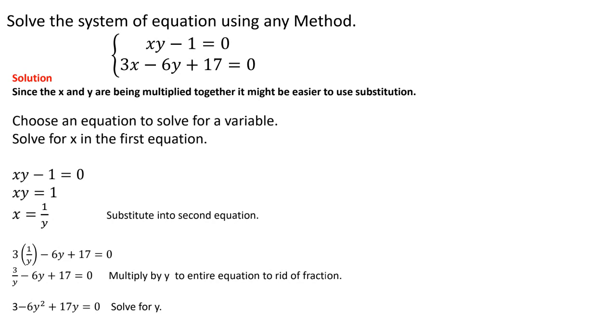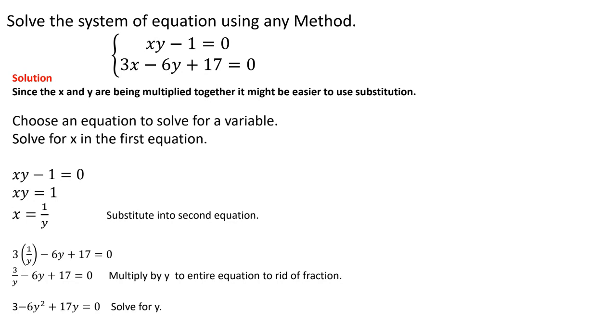One way we can get rid of the fraction is to multiply everything by y. So when I multiply y times 3 over y, y divided by y is 1. So 1 times 3 is 3. Minus 6y times y is going to give me a minus 6y squared. Y times 17 is going to give me 17y, and y times 0, that's 0.